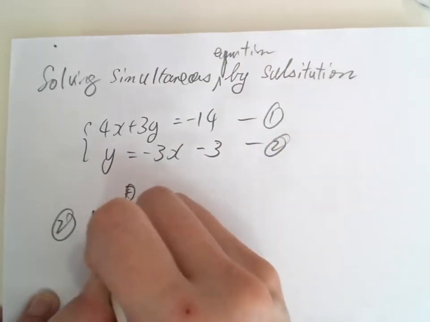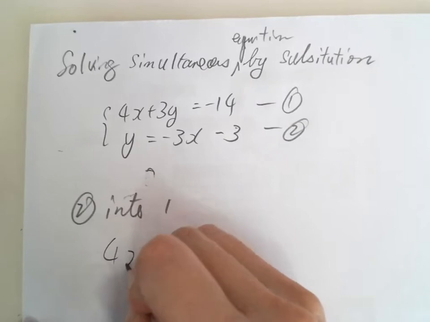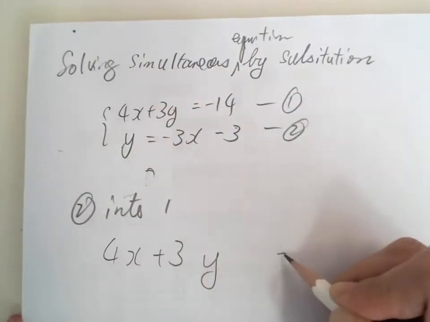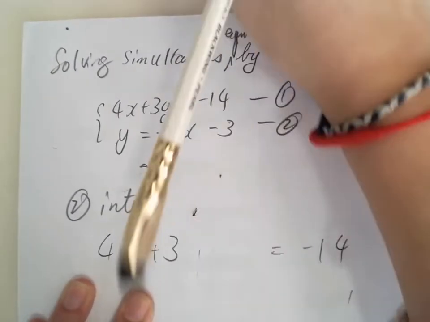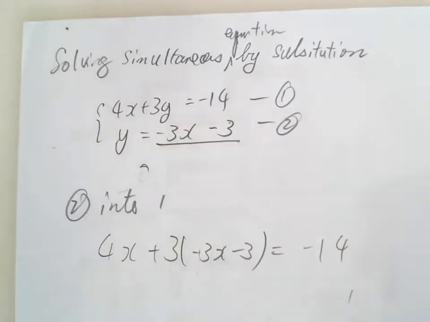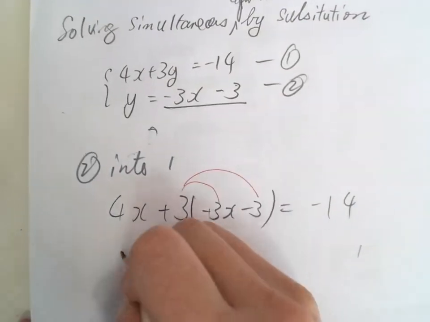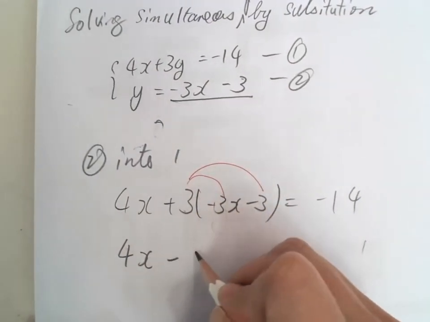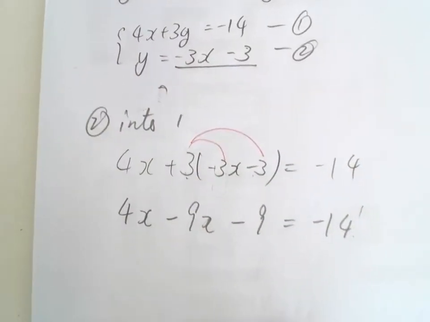Right, so we're putting 2 into 1. We're putting that inside. So we have 4x plus 3, replace the y. The equation says y equals, but now we do not want the y. We want whatever y equals to. So we have negative 3x minus 3. Okay, and then we expand it. Make sure you multiply by all of them. So we have 4x, 3 times minus 3 is minus 9x, minus 9 equals negative 14.